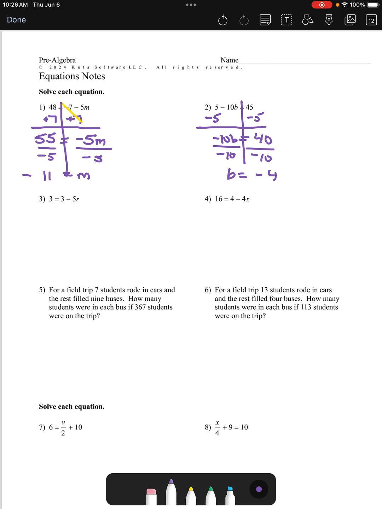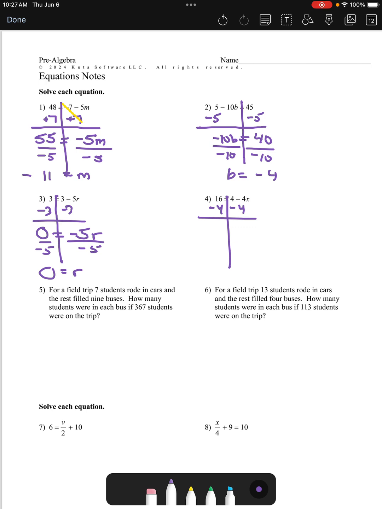Go ahead, if you like, pause the video, attempt numbers 3 and 4, then unpause and check them out. In number 3, our first step is to subtract 3 from each side. That will remove the 3 from the right-hand side. On the left, 3 minus 3 is 0. On the right, we're left with the negative 5r. To separate the negative 5 from the r, we will divide by it. Now, normally, you would think this is a positive divided by a negative, but it's 0 divided by something. 0 divided by anything is just 0. And 0 is not positive. 0 is not negative. It's just 0.